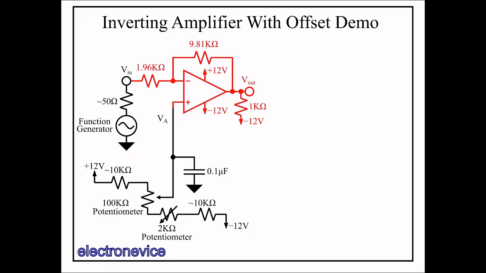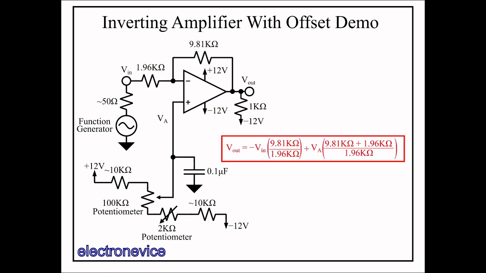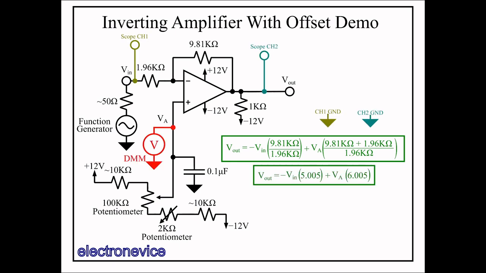Rewriting the equation from the general inverting amplifier with offset and substituting in the resistor values, then simplifying, we get a gain of about 5.005 for the input voltage, Vin, and a gain of about 6.005 for the offset voltage, Va. We'll monitor the input voltage with scope channel 1, the output voltage with scope channel 2, and the offset voltage, Va, with a digital multimeter. Now let's move over to the lab to see this circuit in action.